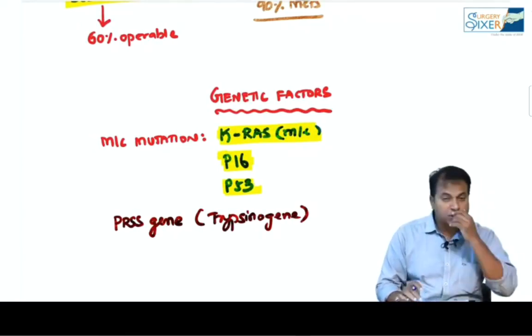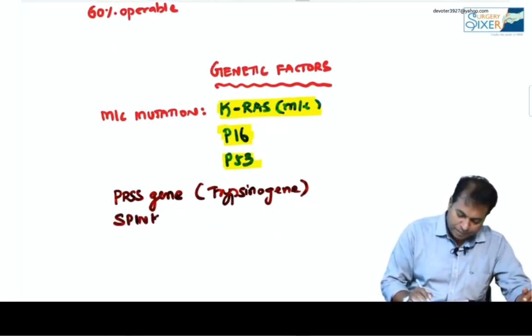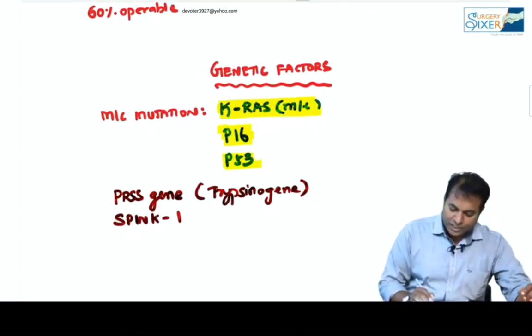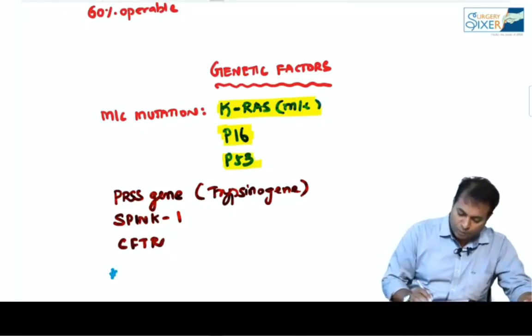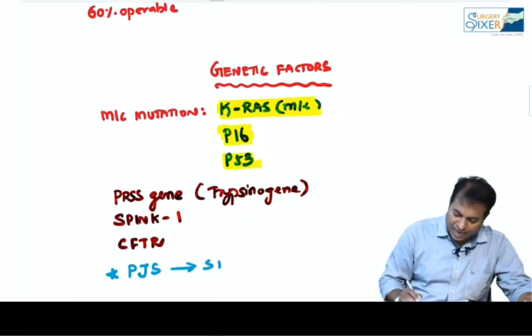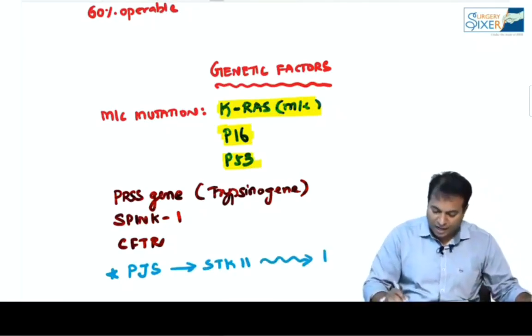Other mutations seen are trypsinogen gene mutation, the SPINK1 mutation, and other mutations like PRSS, SPINK, and the cystic fibrosis transmembrane receptor. And in this place, you should not forget the most important mutation, Peutz-Jeghers syndrome, which is the STK11 mutation. So this has the highest risk factor, a 100-fold risk.